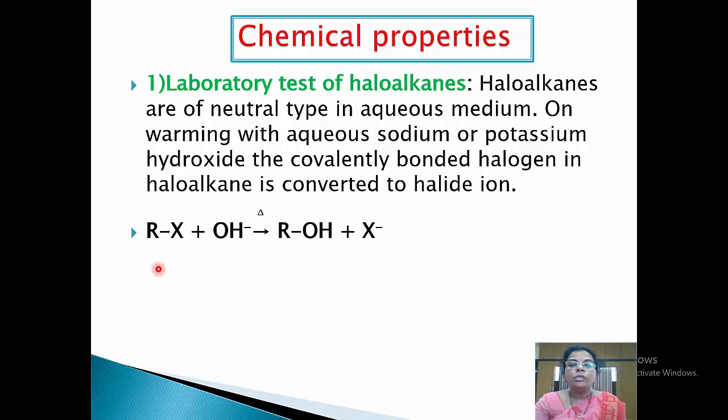Haloalkanes are neutral compounds in aqueous medium. When they are warmed with aqueous sodium hydroxide or potassium hydroxide, they undergo hydrolysis to give alcohols, and formation of halide ion takes place. The reaction is RX plus OH minus ion. This OH minus ion is from KOH or from NaOH. When this is heated, we will get ROH, that is alcohol, and X minus ion, that is halide ion.